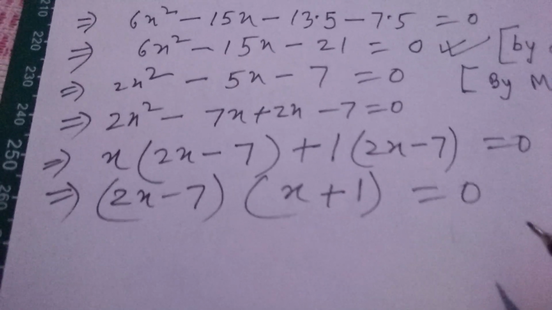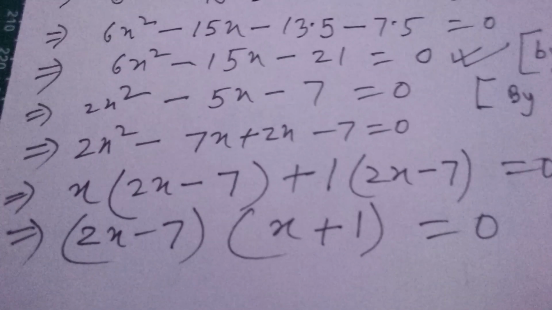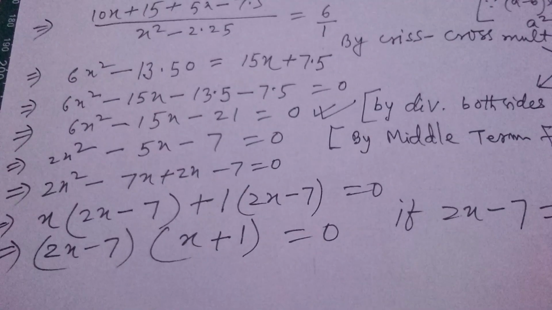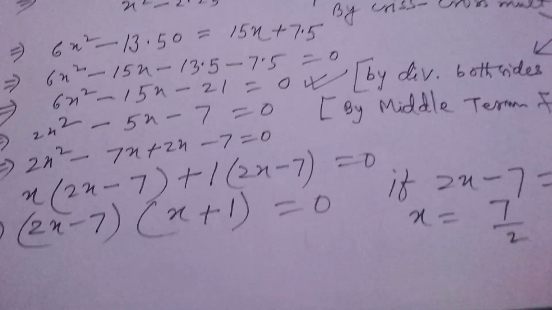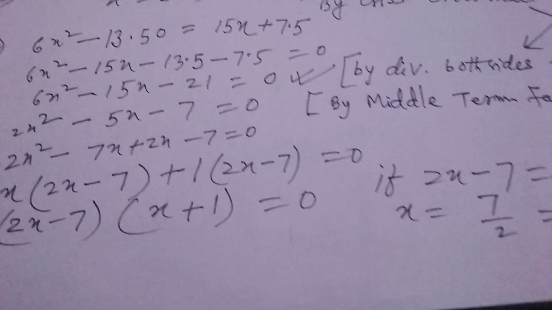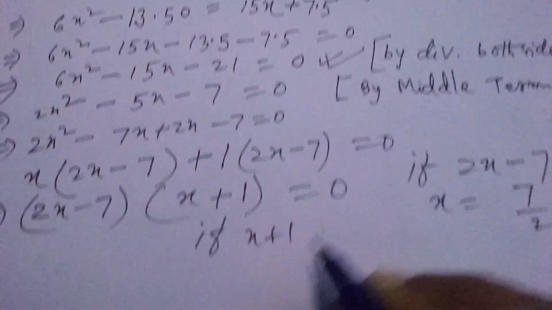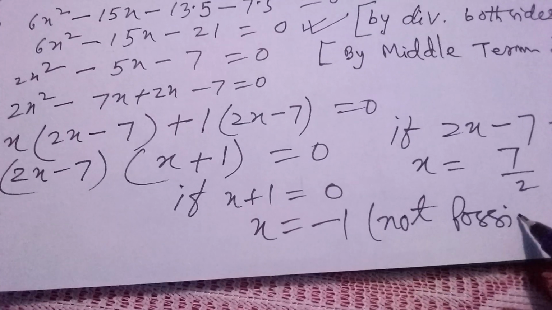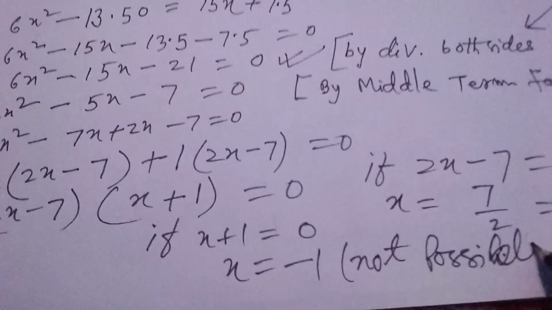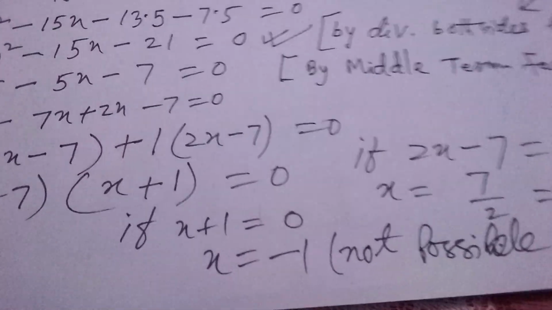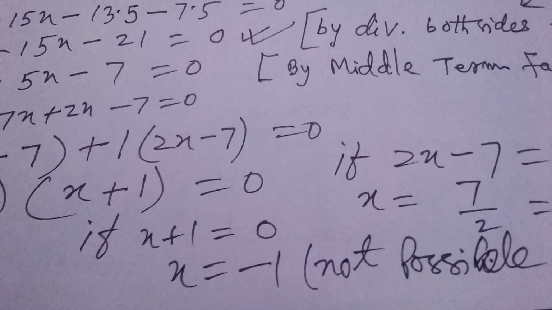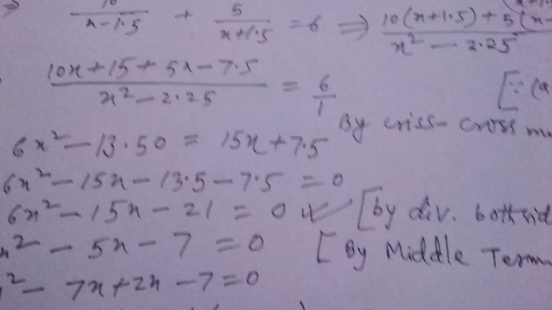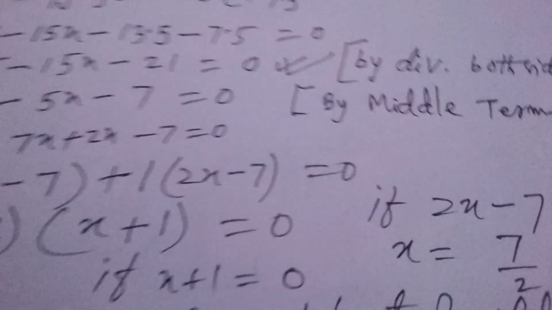And you know that the product of any two numbers is equal to 0 only when either of them is 0. So we will write that if 2x minus 7 equals 0, then x equals 7 by 2, that is 3.5 kilometer per hour. And if x plus 1 equals 0, x equals minus 1, not possible. Why? Suppose speed, in this case it is not possible because it is not decelerating, it is constant. Okay, so not possible, and that's why our answer is 3.5 kilometer per hour. That is the speed of the boat.